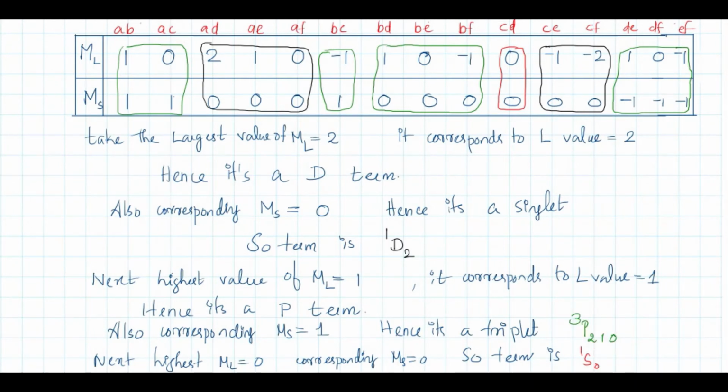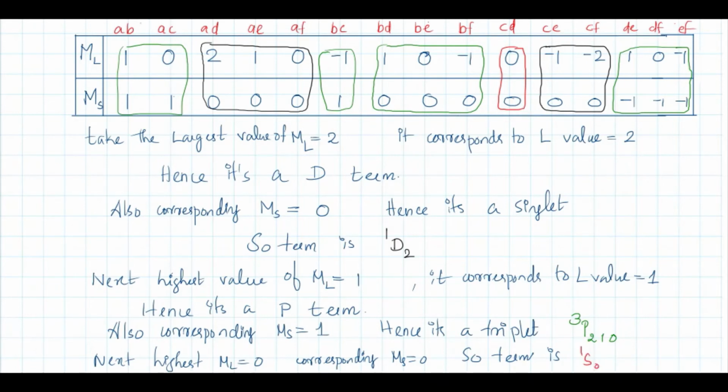So we have to mark this triplet, and that will be 1, 0, minus 1 with 1, 1, 0, minus 1 with 0, 1, 0, minus 1 with minus 1. Triplet means there should be 3 such terms. This is the triplet type. So the only remaining thing is this 0, 0. The ML value is 0, so it corresponds to S term. MS value is also 0, so it is a singlet, so that is simply 1S0.